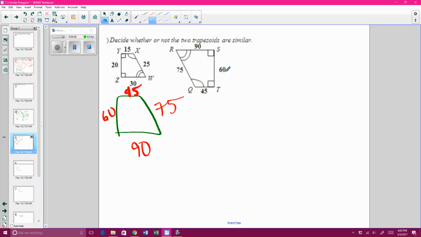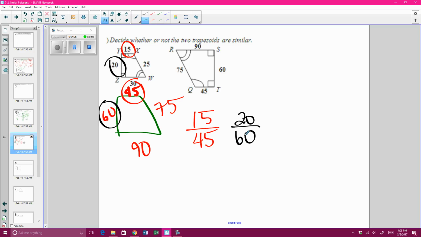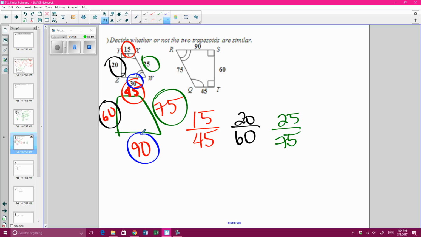We want to see if the two trapezoids are similar, so let's set up some ratios. So we have 15 corresponding with 45. I'll do these all here in different colors. We have 20 corresponding with 60. We have 25 corresponding with 75. And lastly, we have the 30 corresponding with 90.